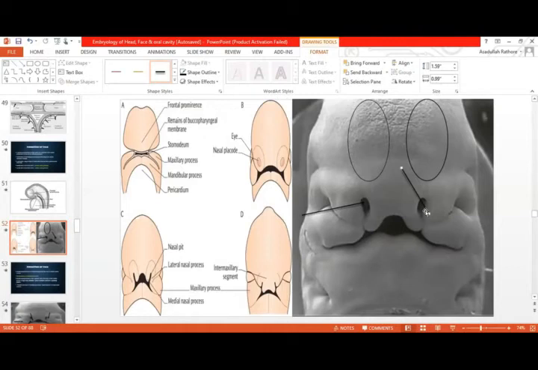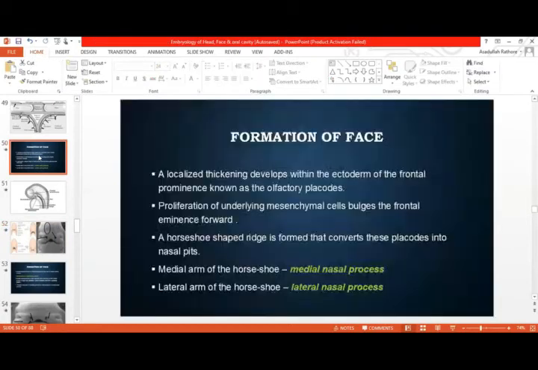These are the two horseshoe shaped structures that are formed by the proliferation of the mesenchymal cells in the frontal eminence. As we read here, horseshoe shaped ridge-like structures are formed that convert the placode into the nasal cavities.